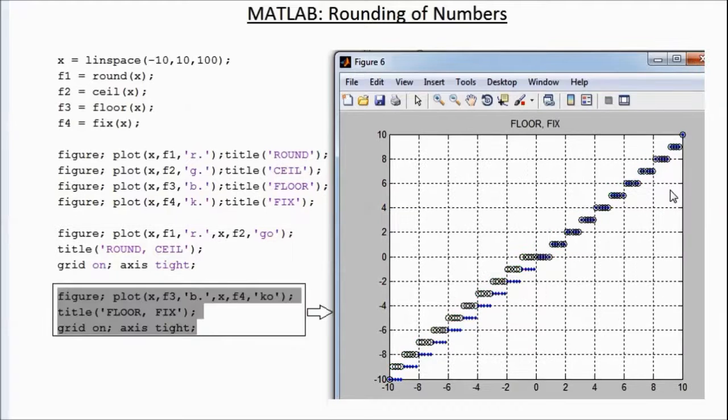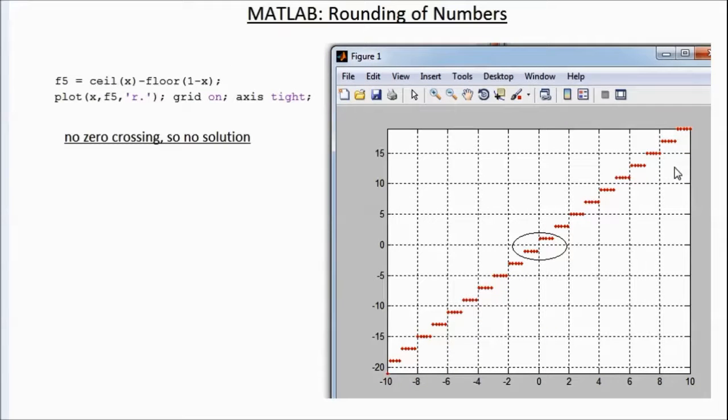The floor and fix commands respectively do the rounding off towards minus infinity and towards 0. So the difference is now visible from the comparative graph between the floor and fix commands for numbers from 0 to infinity and 0 to minus infinity. So the difference is clearly seen from the graph for these subsets of the real line. Fix fixes towards 0. So floor rounds towards minus infinity.